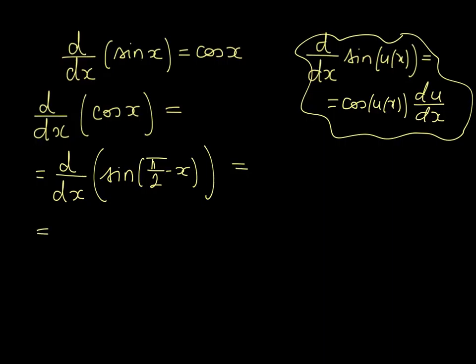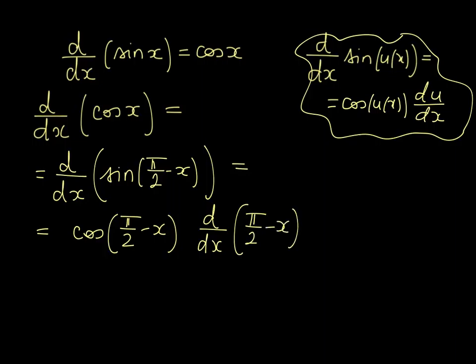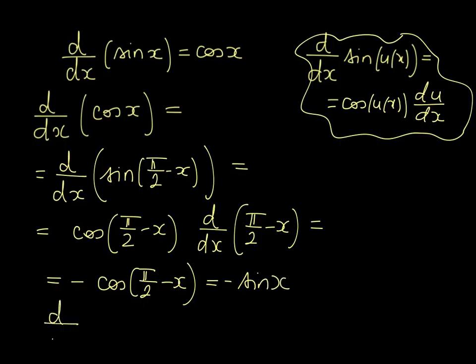And now using the chain rule, this is going to be cos of pi over 2 minus x times the derivative with respect to x of pi over 2 minus x, which is minus 1. So we get minus cos of pi over 2 minus x, which is minus sine x. So we found that the derivative with respect to x of cos x is minus sine x.